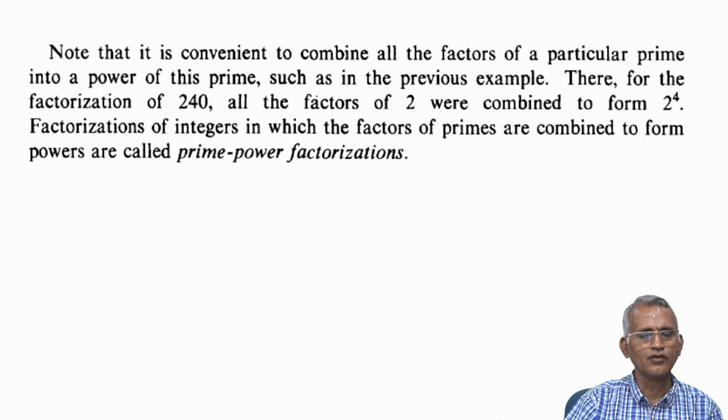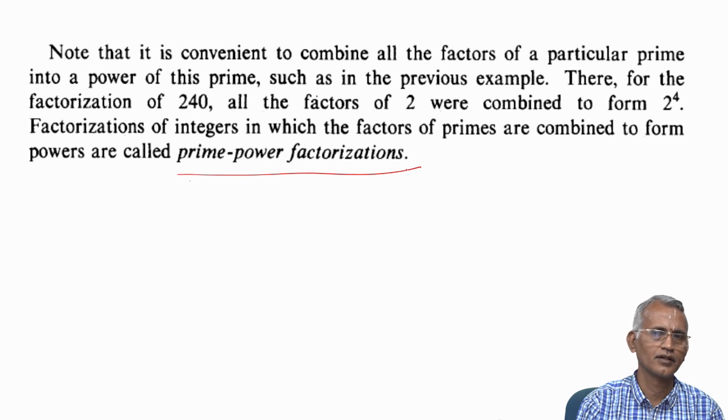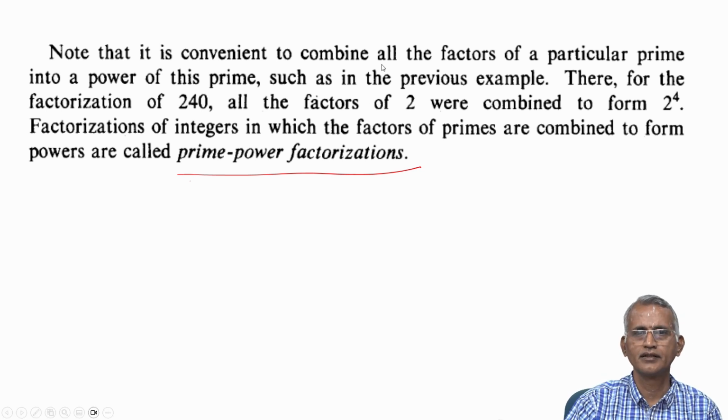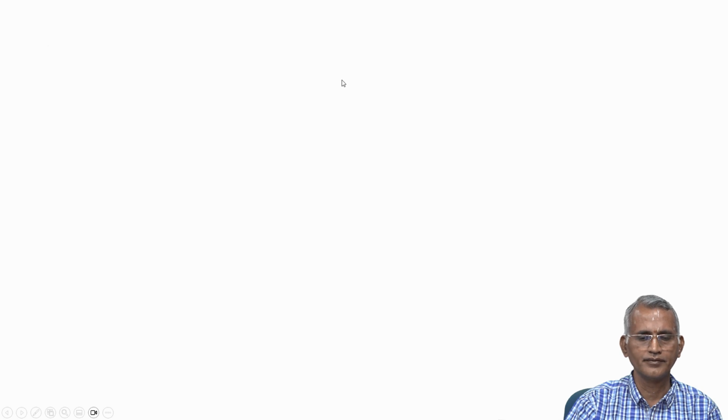So, we have to note that we combine all the factors of a particular prime into powers of this prime, such as in the previous example. Therefore, for the factorization of 240, all the factors of 2 were combined to form 2 power 4. Factorizing an integer in which the factors of primes are combined to form powers is called prime power factorization. Okay, so keep this in mind as we go further.